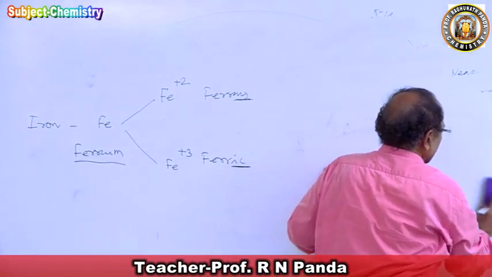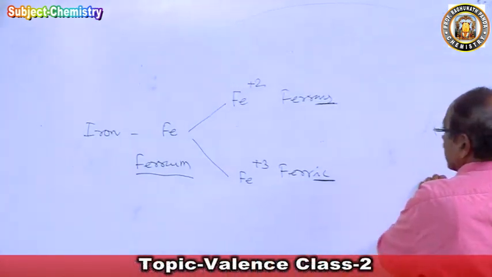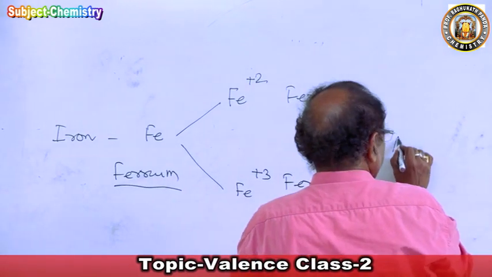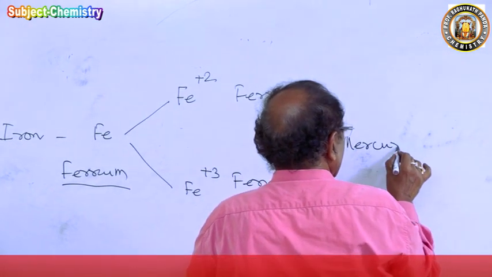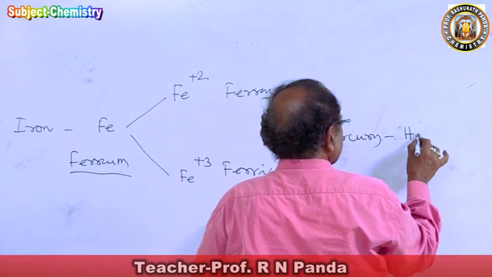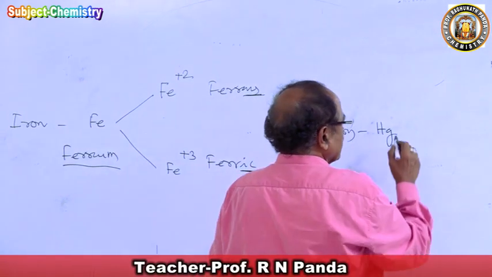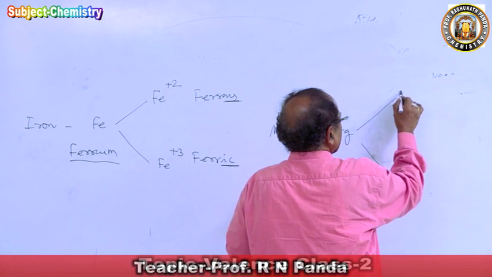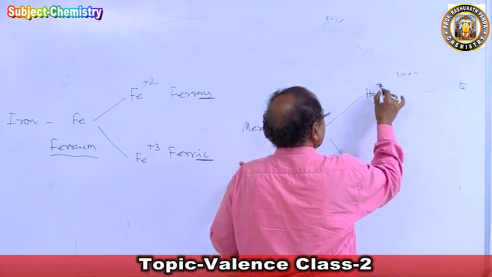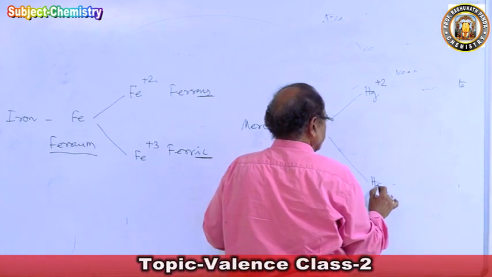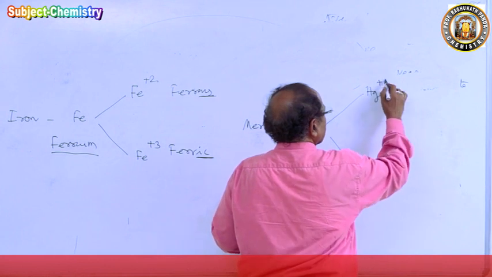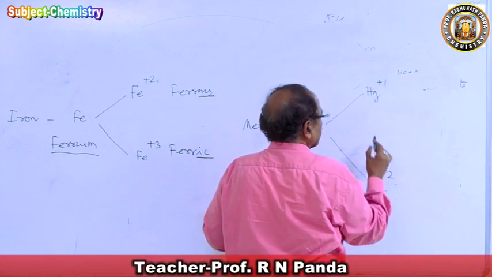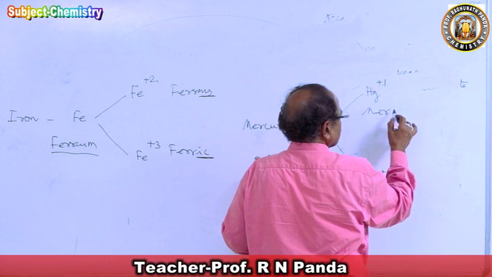Similarly, when you come to a very commonly used element, I am writing mercury. Its symbol is Hg. So it can exhibit Hg plus 1 state, the lower state, and plus 2 state. The lower state is called mercurous.